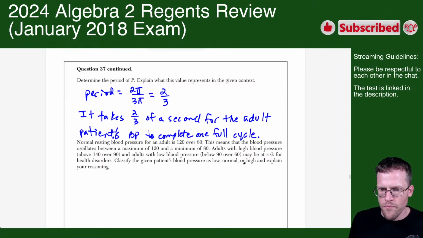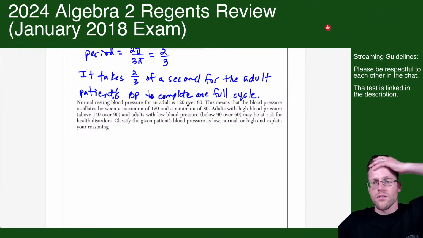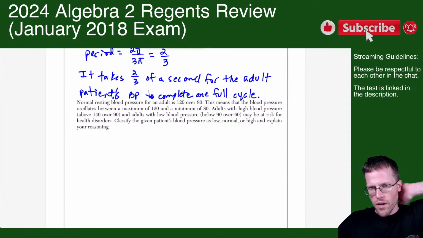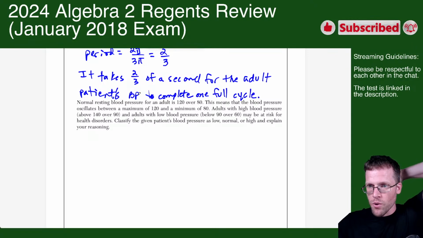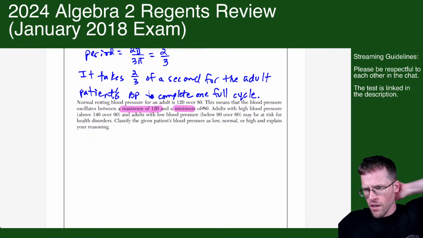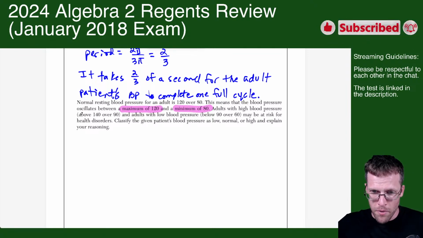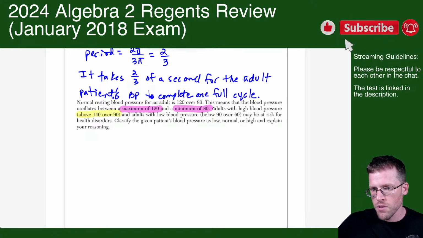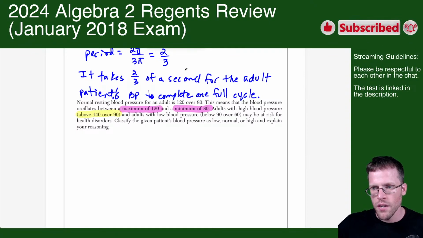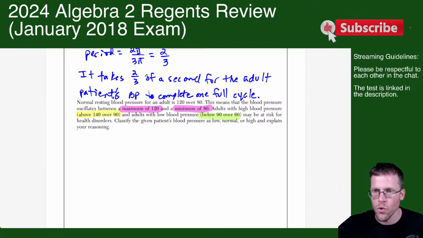Cool. All right. So normal resting blood pressure for an adult is 120 over 80. This means that the blood pressure oscillates between a maximum, so this is important, of 120 and a minimum of 80. Adults with high blood pressure above 140 over 90 and adults with low blood pressure below 90 over 60 may be at risk for health disorders. Classify the given patient's blood pressure as low, normal, or high and explain your reasoning.